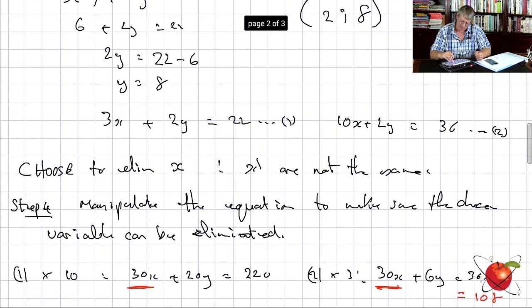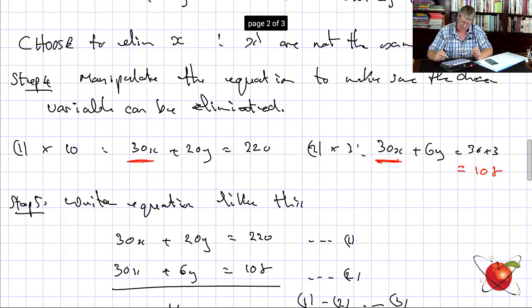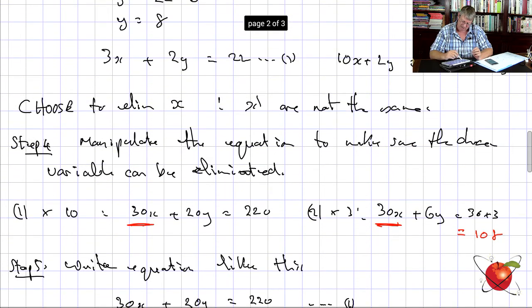Let's just go through. 3x plus 2y. Did I write it down right? 3x plus 2y is equal to 22. 10x plus 6y is equal to 36. Yep. All right. Multiply by 10, so it's going to be 220. Multiply that by 3, 6. 36 times 3 is equal to 108. All right. 108. Right. 108 minus 220 will be equal to that.